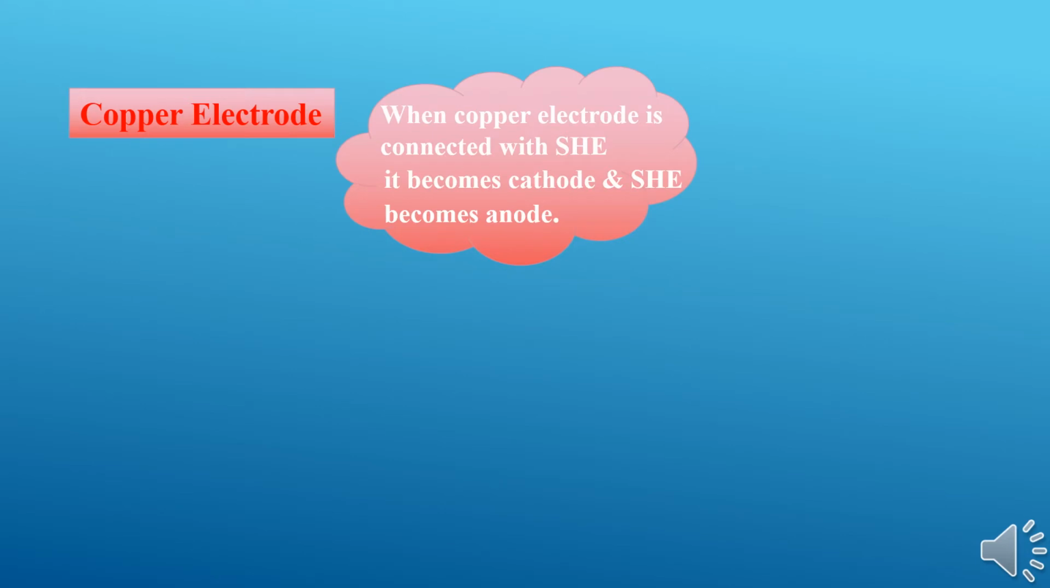When the copper electrode is connected with SHE, it becomes the cathode and the SHE becomes the anode. Again, to decide which is acting as a cathode and which is acting as an anode, we should go by the SRP values of the different electrodes. Here, SHE is becoming the anode and copper is becoming the cathode, because copper has a higher SRP value than hydrogen. That's why copper is acting as the cathode.